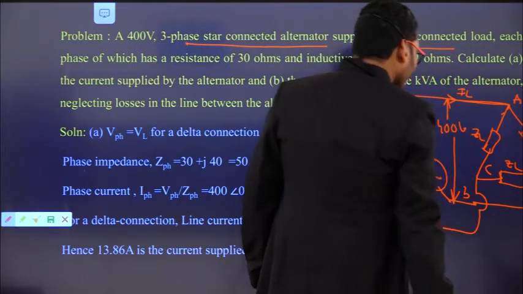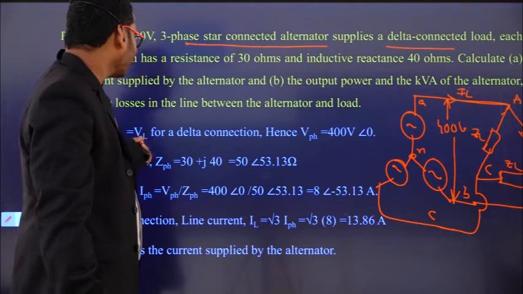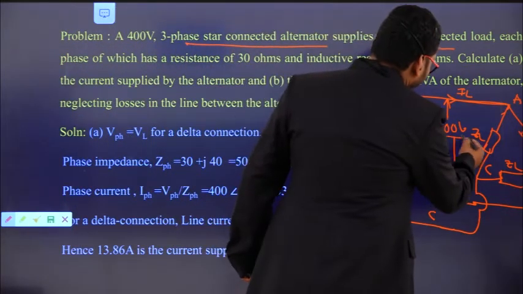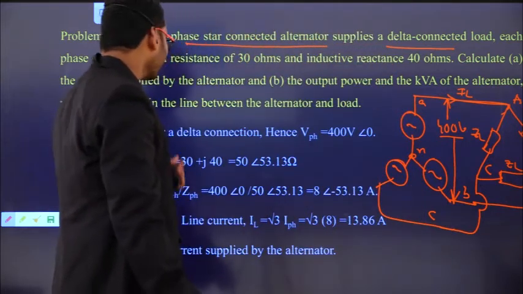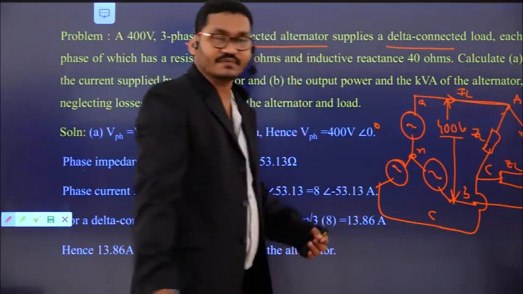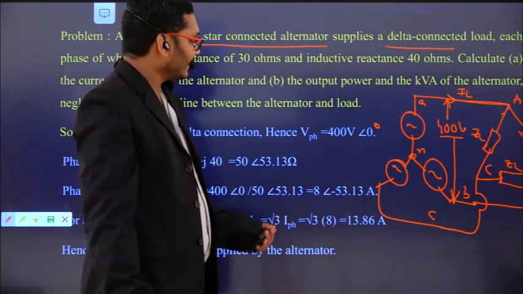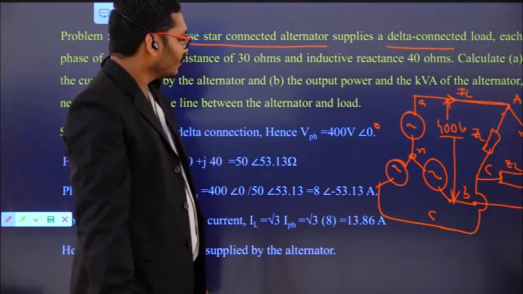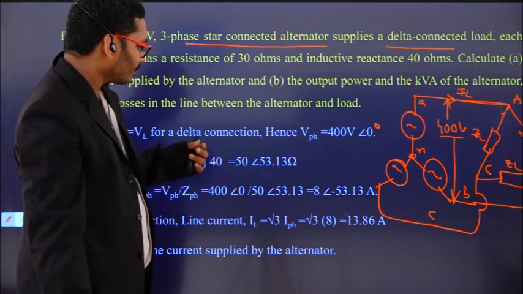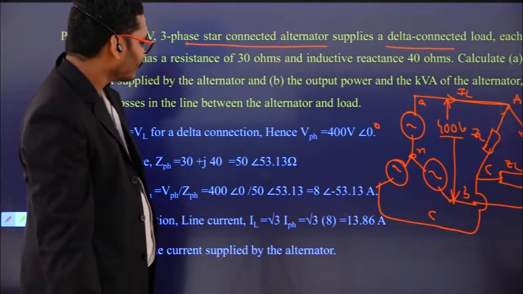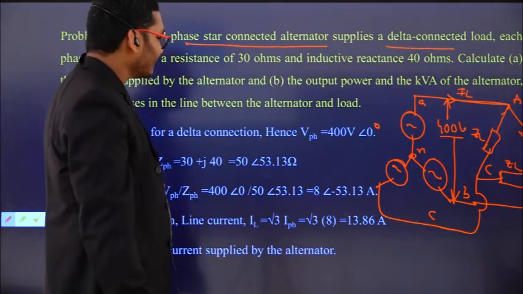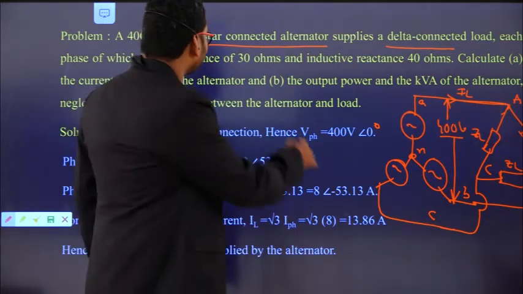For a delta connected load, V phase equals VL. It means this 400 volts is the phase voltage as well as the line voltage. So V phase equals 400 volts at an angle of 0. If you want to consider the angles, you can. Otherwise, in most problems you need not consider the angles, such as when finding power dissipated, power generation, or power input. The phase impedance: the resistance is already given as 30 ohms.